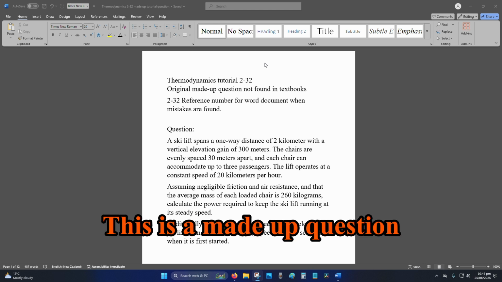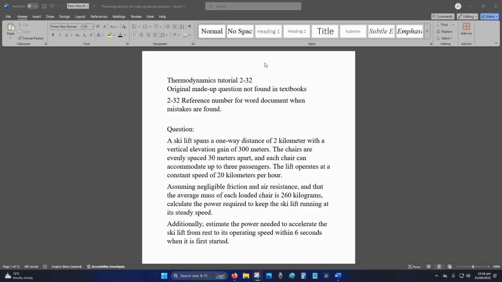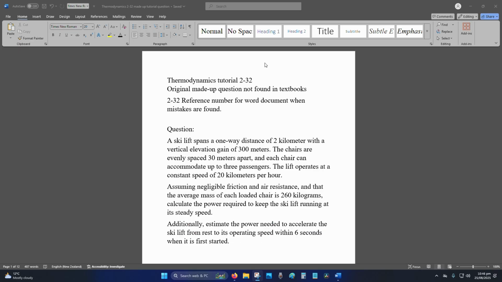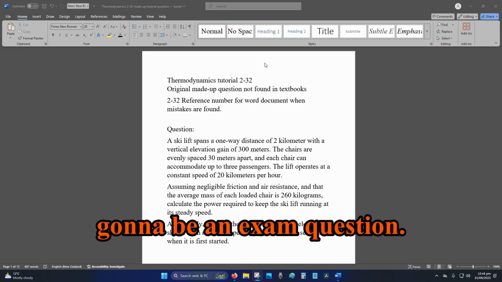This is a made-up question not found in your textbook. Okay, so as you can see in this long wall of text, this is most likely going to be an exam question.